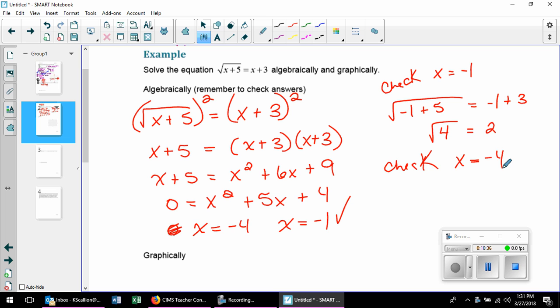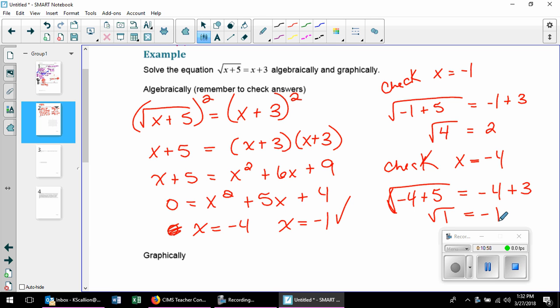So this is going to be, sorry, negative 4 plus 5 equals negative 4 plus 3. So I'm going to have the square root of 1 equals negative 1. You guys are like, yes, that is a true statement. You always tell us this value.